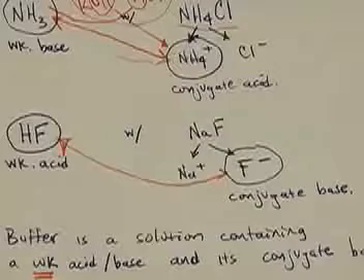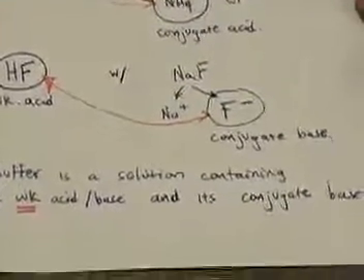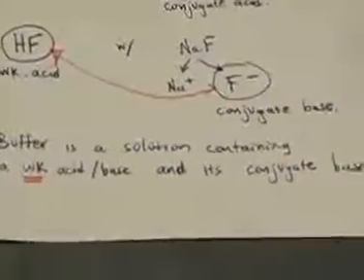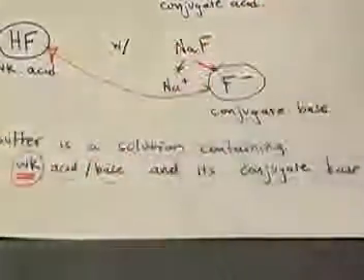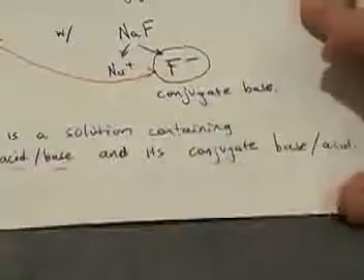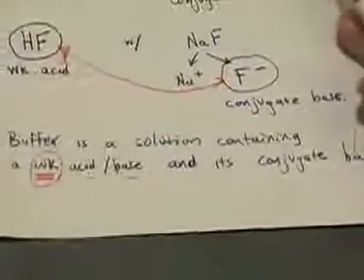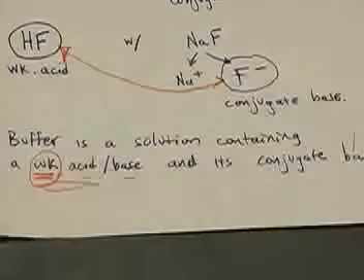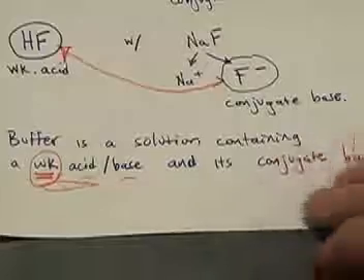A buffer is a solution containing a weak acid or base and its conjugate base or acid. It must be a combination of a weak, notice it has to be a weak acid or base, and the conjugate of that acid or base in the form of a base or an acid. Why does it have to be a weak acid or base? Well, if we put a strong one in there, remember the strong will completely dissociate, and so we won't have any more of that strong base or acid there anymore. We'll just have its ions.